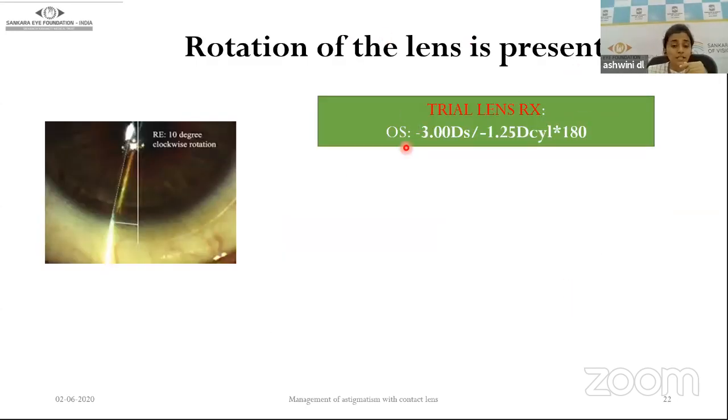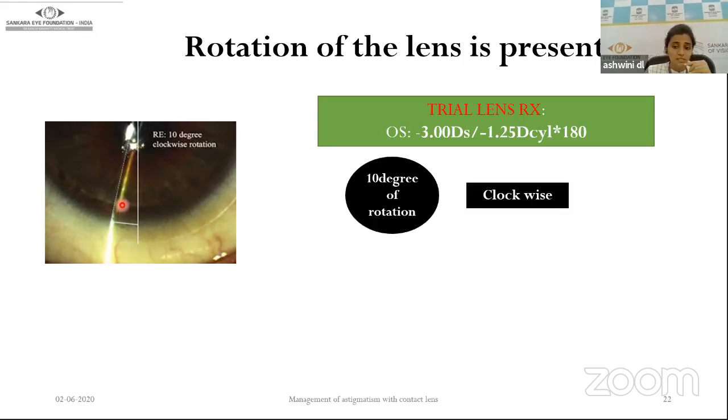For example, in this case, the trial lens prescription was -3 diopter spherical with -1.25 diopter cylinder, axis 180. With the help of the slit lamp, there was a 10-degree rotation from its original position, and it had moved clockwise. As I was saying, 10 degrees of rotation in a clockwise direction.